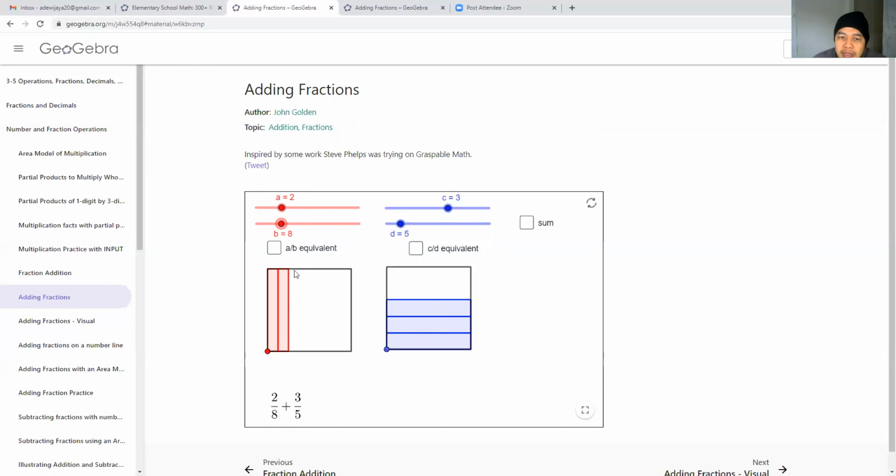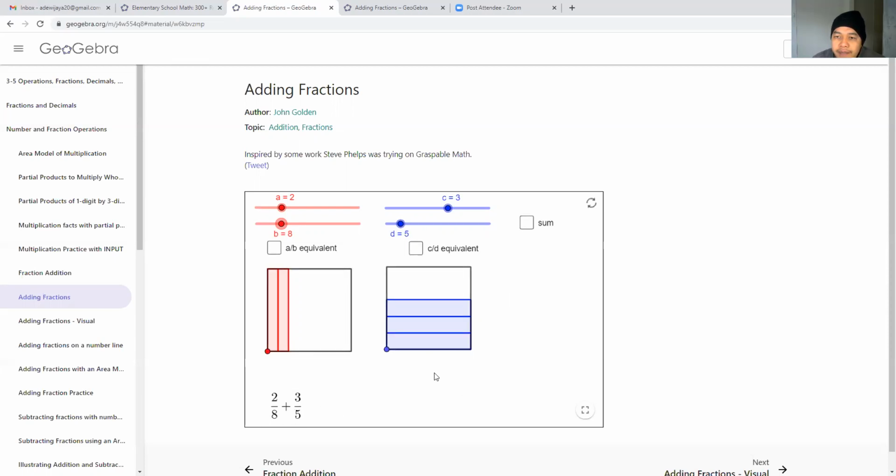Now we want to add this fraction, 2 on 8, plus the second one, which is 3 on 5. You see now it divides the square into 5 equal sections. You can imagine we have something like this here. When you add them, I guess most of us know the idea. Basically, when you want to add fractions, we want to have the common denominator.